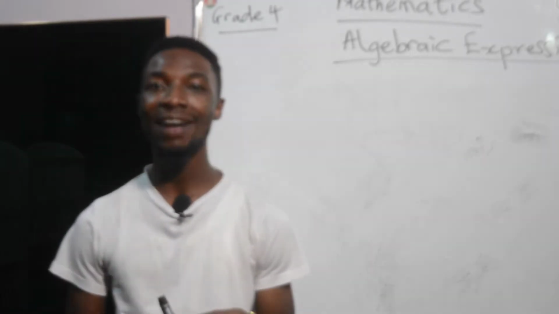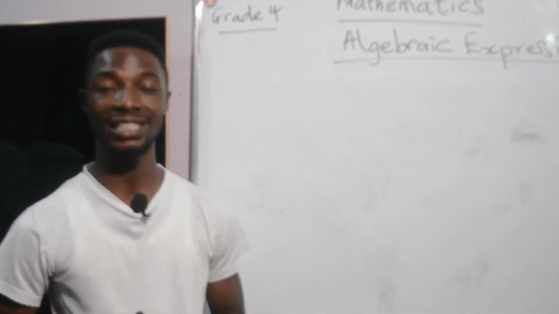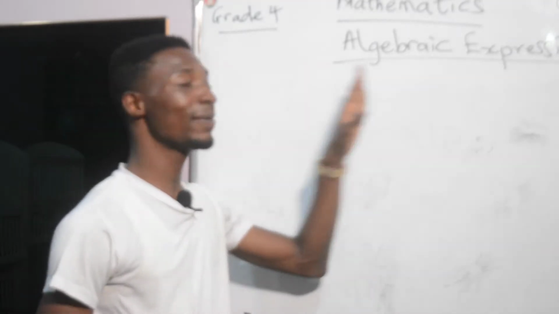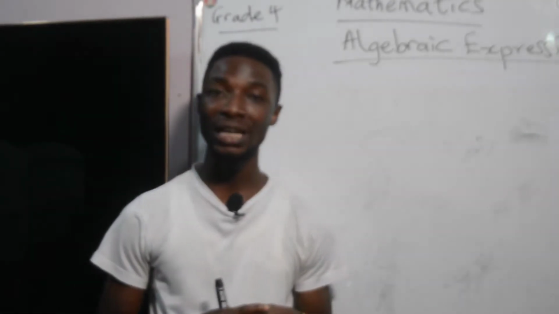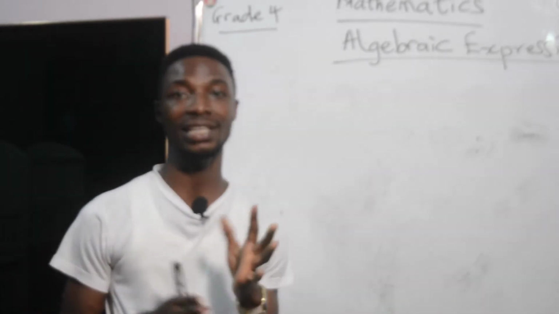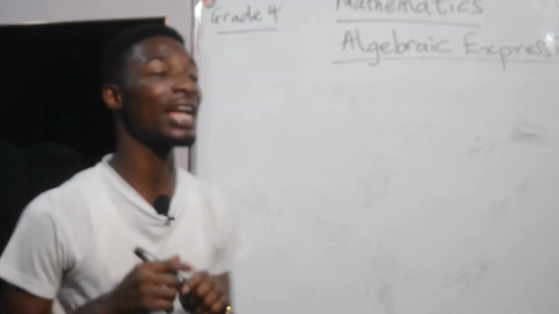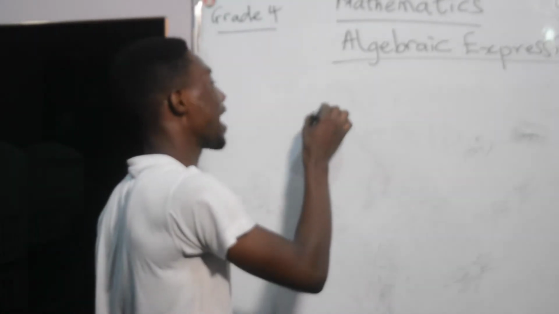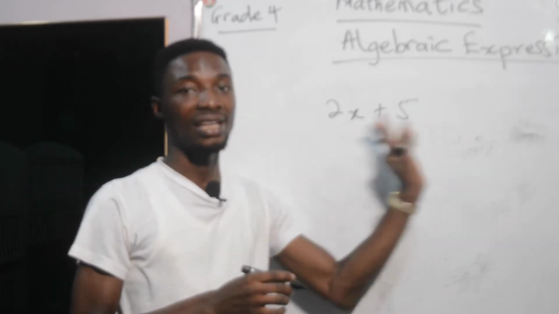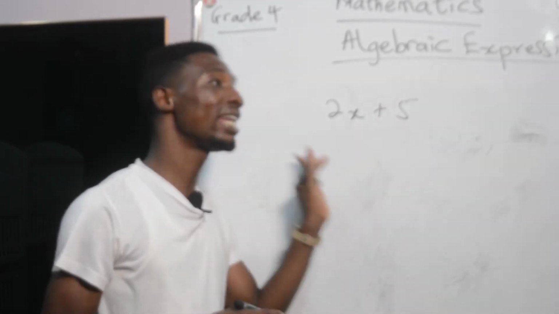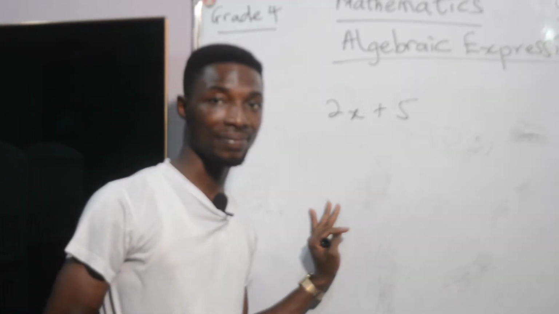Today we are going to have a lesson on grade 4 mathematics on a very interesting topic called algebraic expressions. Algebra is a mathematics language that combines letters, symbols, and numbers to make meaning. It is in algebra that we can have a language or a statement like 2x plus 5. This is an algebraic statement, and in algebra we understand the meaning of 2x plus 5.